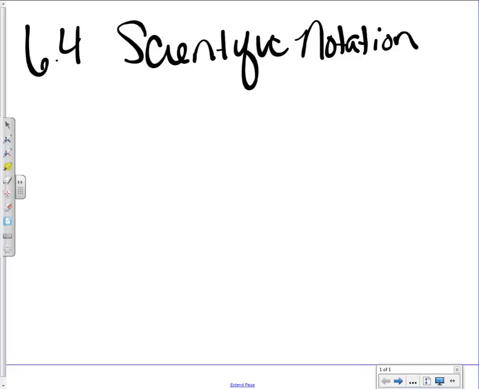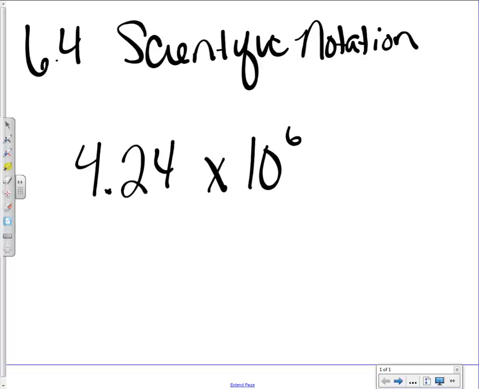Okay, we're going to start talking about 6.4. We're talking about scientific notation. I want to write an example of scientific notation up here before I start talking about it so it makes a little more sense. Okay, what you see is a decimal that is smaller than 10 and it's actually bigger than 1.